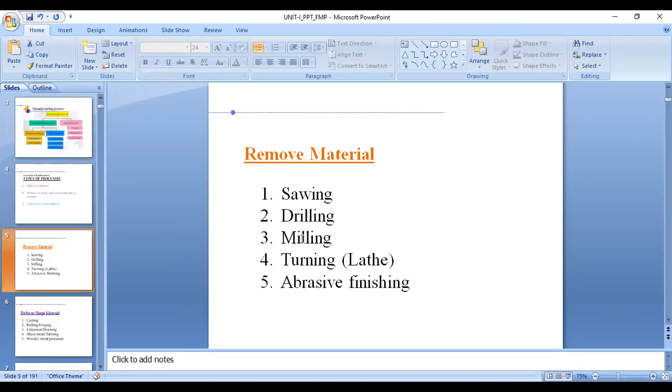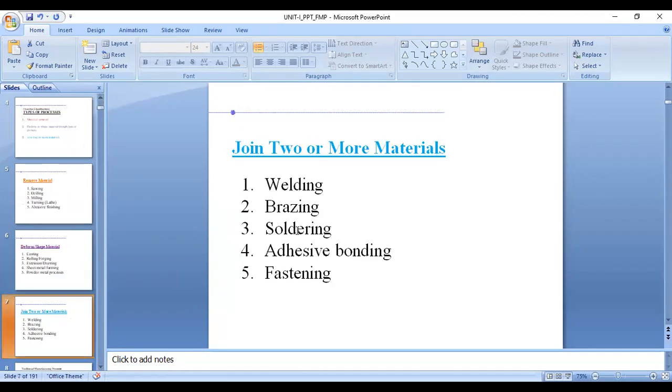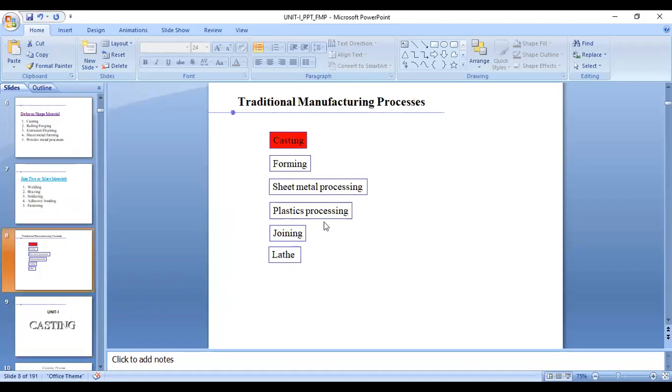In removing material, you can have all these processes we have under removing. In sawing, drilling, milling, turning, abrasive finishing, these all encompass removal of material, right? Deforming or shaping, you have casting, rolling, forging, extrusion, drawing, sheet metal forming, and powder metal process, basically additive manufacturing. And joining, as I said, welding, brazing, soldering, these are most common. Adhesive bonding, this is mostly in automotive or aerospace applications. Fastening, right? Threads and bolts, either temporary kind of fastening or semi-permanent like rivets. So this is what we saw in the last class, right?